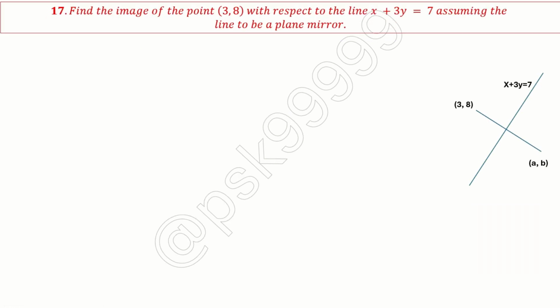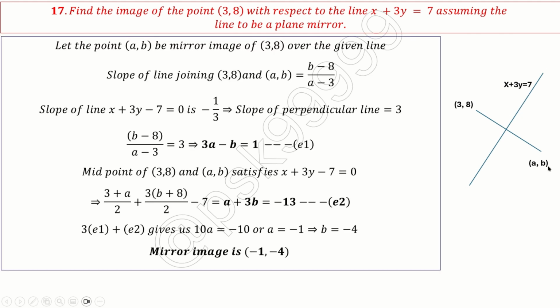Find the image of the point 3 comma 8 with respect to the line, assuming that the line to be a plane mirror. So basically, a mirror image you need to find. That's all. This is simple. Let's call this point a comma b. Then you know the slope of this line already. Correct. So you construct an equation.